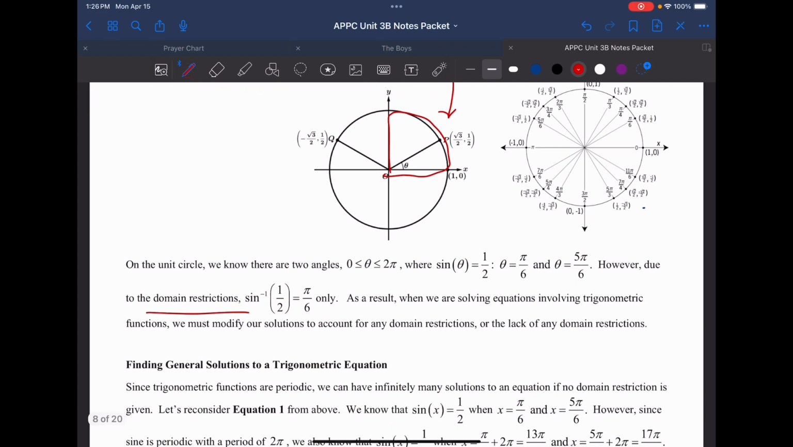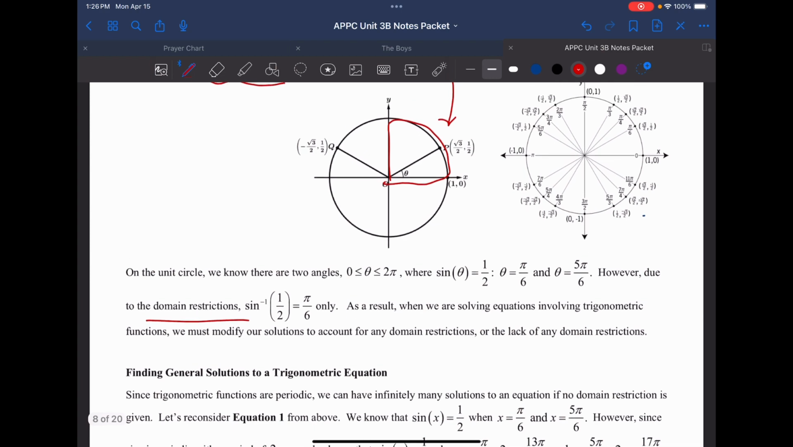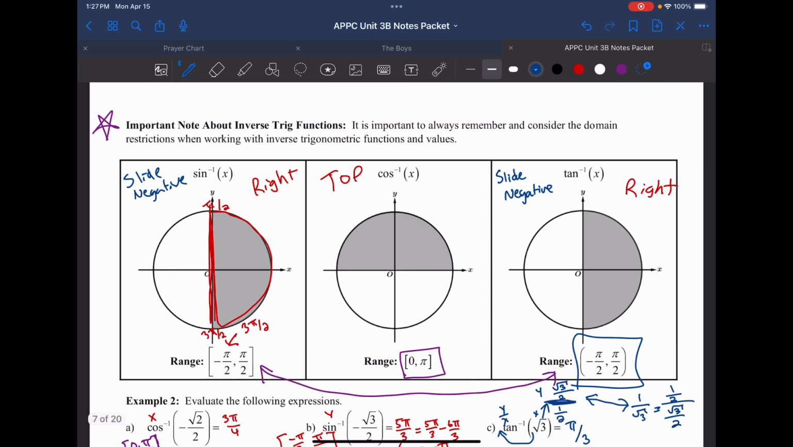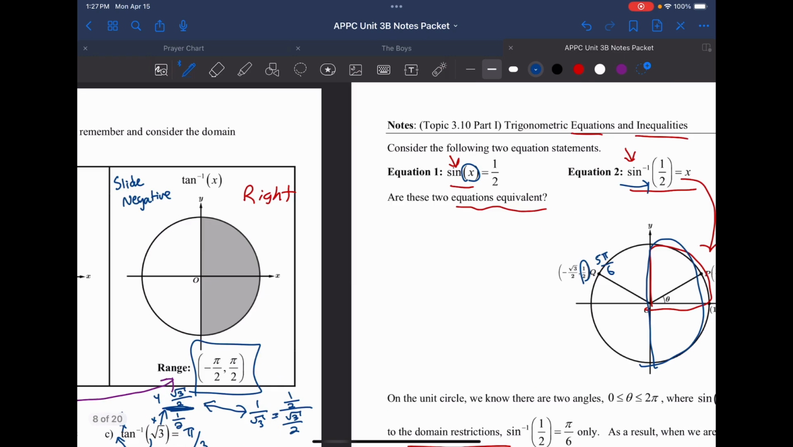And that's exactly why, whereas this equation 1 has two answers right here. So when is sine of x equal to 1/2? That happens at 5 pi over 6 and pi over 6. But when I input 1/2 into arc sine, it's only going to output pi over 6. Because remember, arc sine only works with this half of the circle. So knowing these, that's why I started this on 3.9. This is super important to remember.